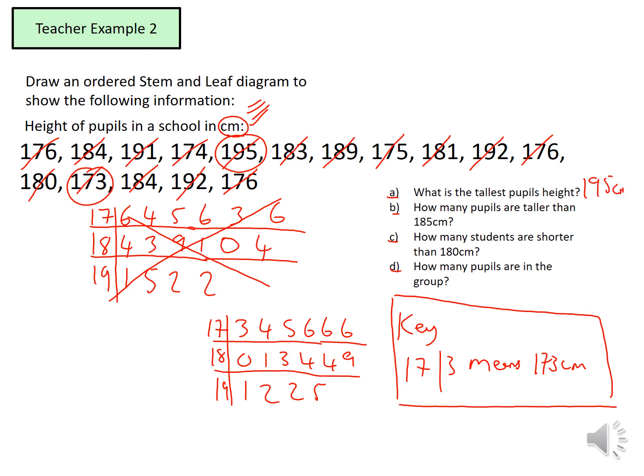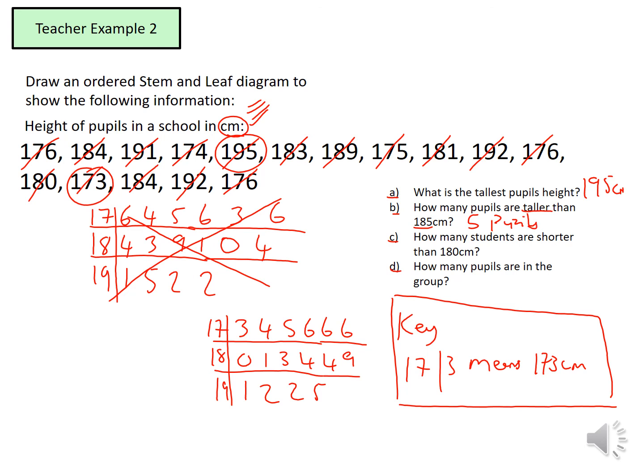Next question, how many pupils are taller than 185 centimeters? So again, there's 180, 181, 183, 184. From this point onwards, I need to count how many students there are. So 1, 2, 3, 4, 5. 5 students are taller than 185 centimeters.